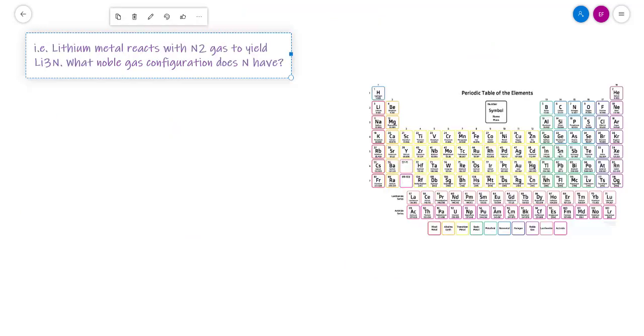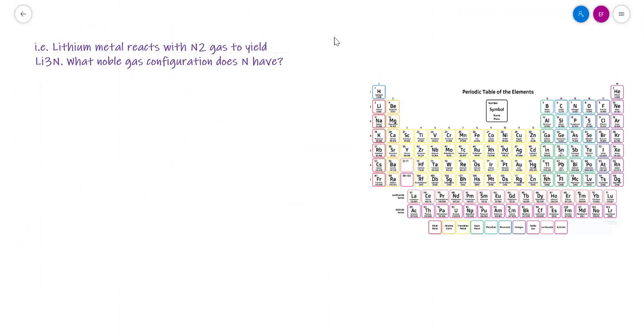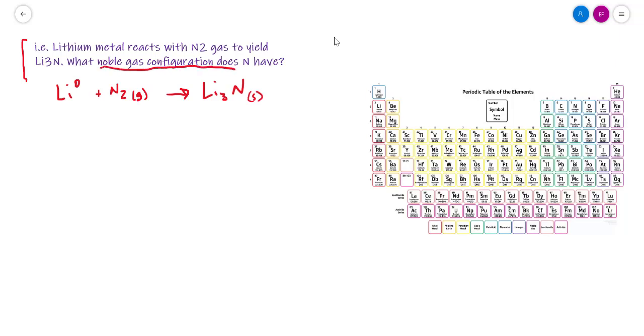So let's think about this with an example of an actual reaction. It states that lithium metal reacts with nitrogen gas to yield lithium nitride. That's lithium metal, the stuff in your batteries, which can react with nitrogen gas. That has huge implications for experimental work, because it means you can't work with lithium and nitrogen, otherwise it forms this lithium nitride material, which is not good for batteries. And the question is, what noble gas configuration does nitrogen have?